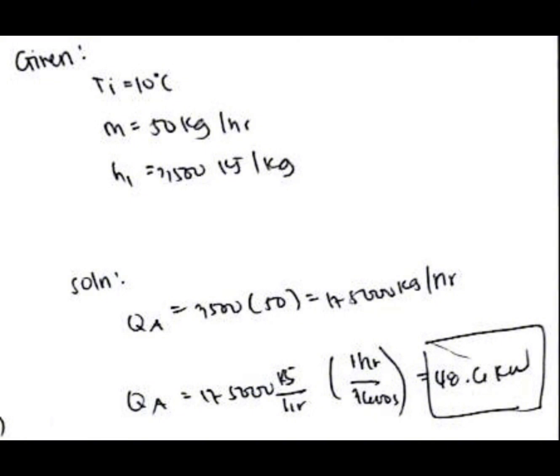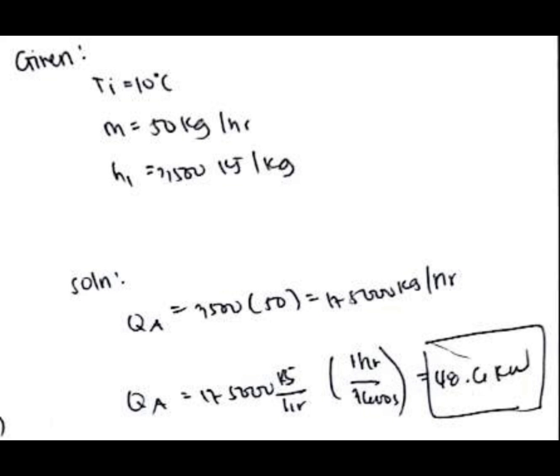So we have a given of T1 equals 10 degrees Celsius, M equals 50 kg per hour, H1 equals 3,500 kilojoules per kilogram. So the solution is to get QA in kilowatts. We have a formula of QA equals H1 times M. So plug in the given: 3,500 times 50. Calculate it, so we can get 175,000 kilojoules per hour.